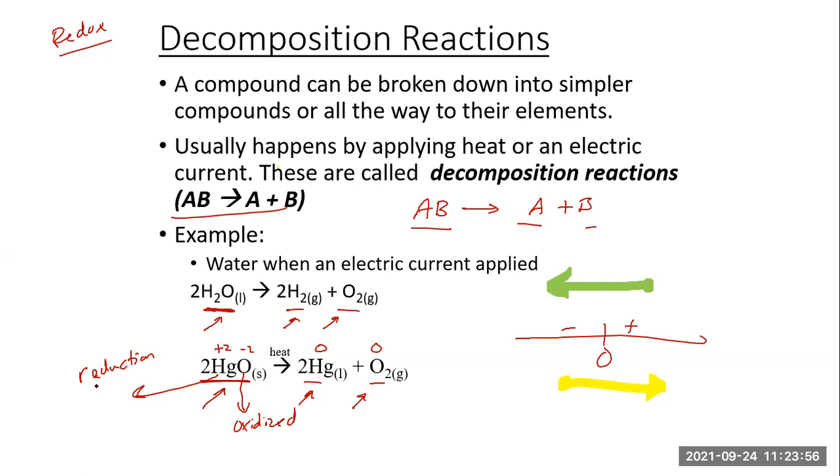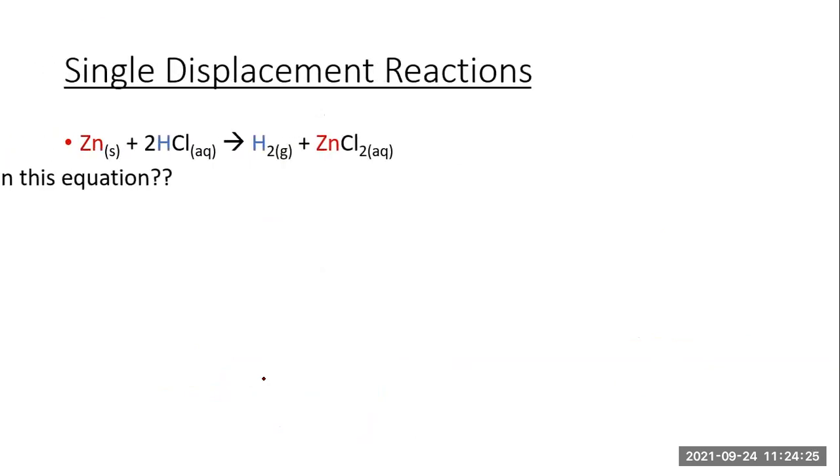I might have misspoke earlier. It's actually the mercury 2 part of this, not the whole thing, that is going through the reduction or being reduced, and it's the oxygen part that is being oxidized. So again, this is another way to classify this reaction. Most people would probably classify it as a decomposition reaction, and it does still fall under the big umbrella of redox reactions.